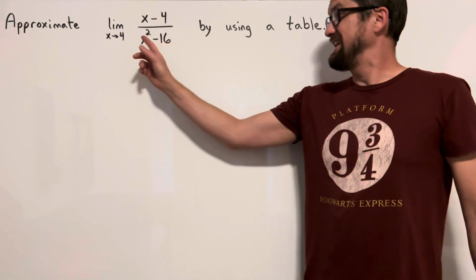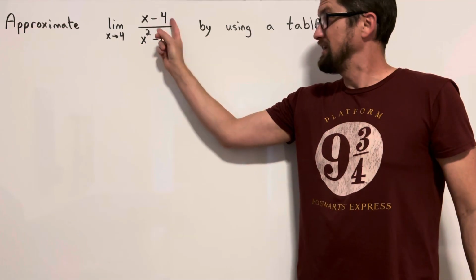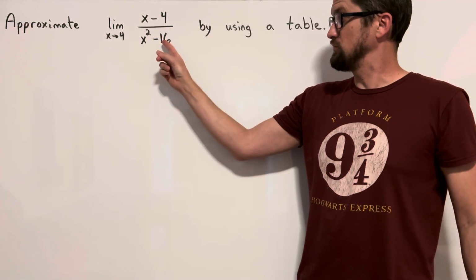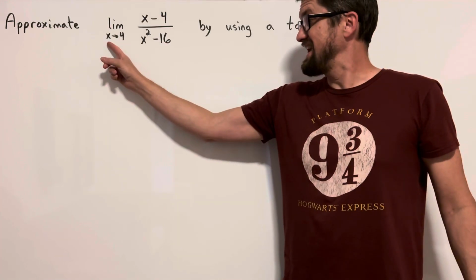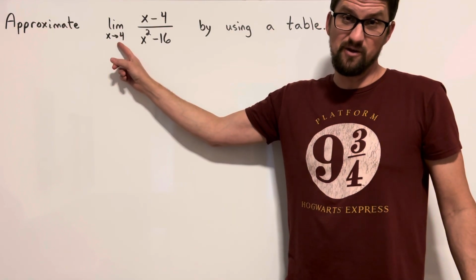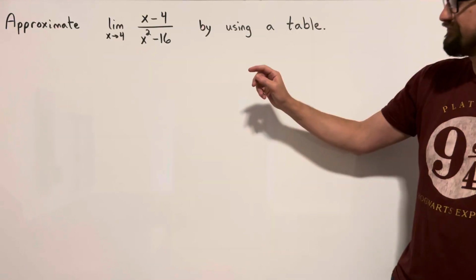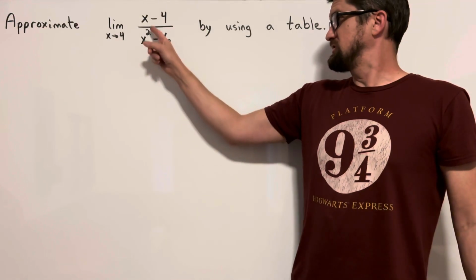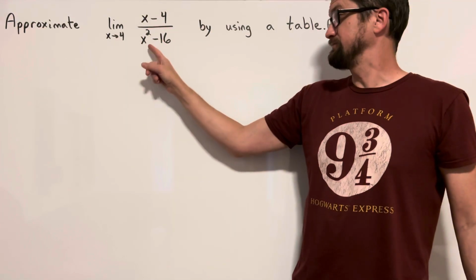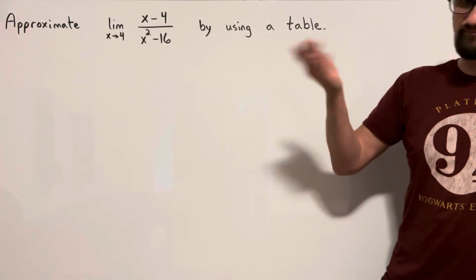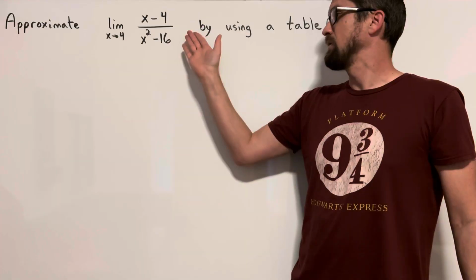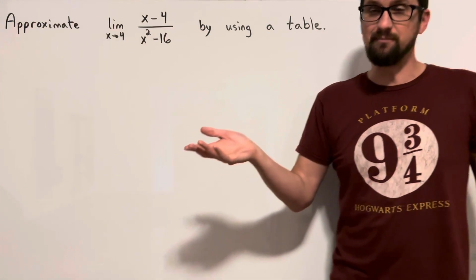Approximate the limit of x minus 4 over x squared minus 16, as x approaches 4. So you can see if you plug in 4 for x here, 4 squared is 16, 16 minus 16 gives you 0 on the bottom. And we can't divide by 0. So we don't know what this is directly.